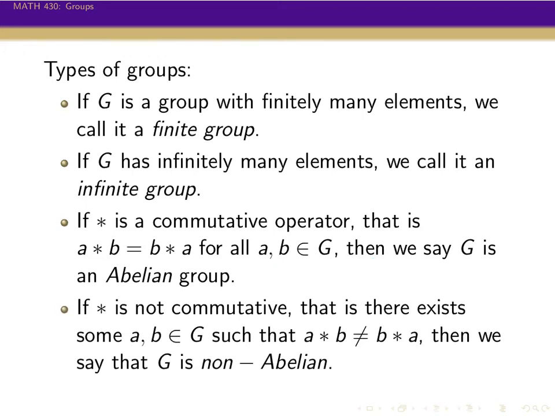So what if the operator is not commutative? What does it mean for it to be not commutative? That doesn't mean that the operator is never commutative. It just means that there's at least some example of elements A and B in G such that A star B is not equal to B star A. Then in that case, we're going to be really creative and call it non-abelian.